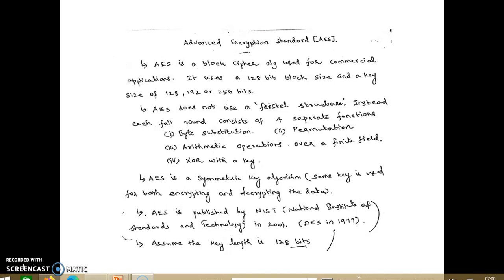AES was published by the National Institute of Standards and Technology in 2001. DES was in 1977, so after the development of the DES algorithm, the AES algorithm was developed in 2001. Now we are going to explain the AES algorithm by considering the block size as 128 bits and the key size as 128 bits.